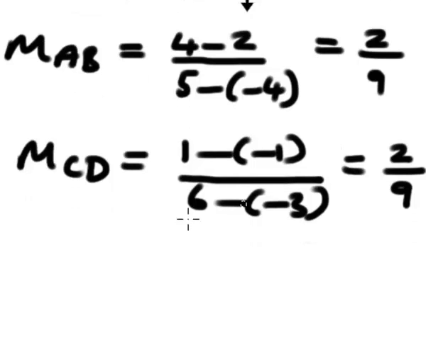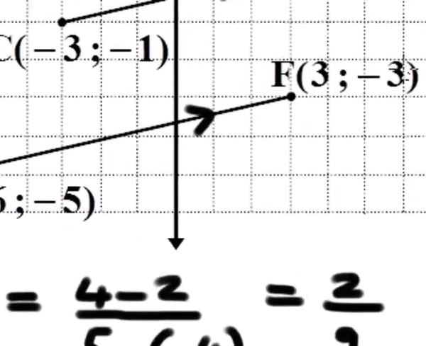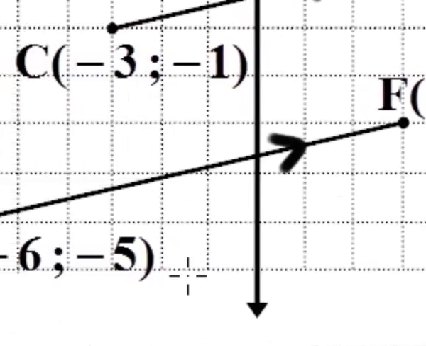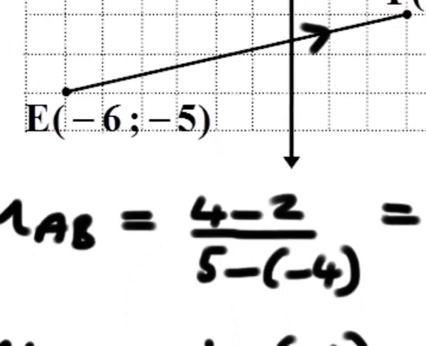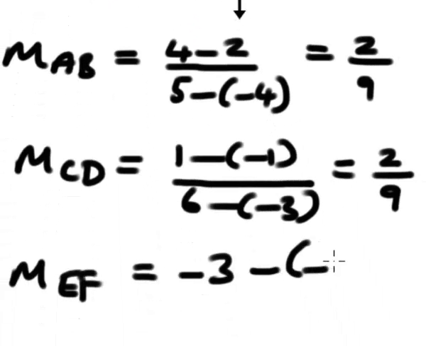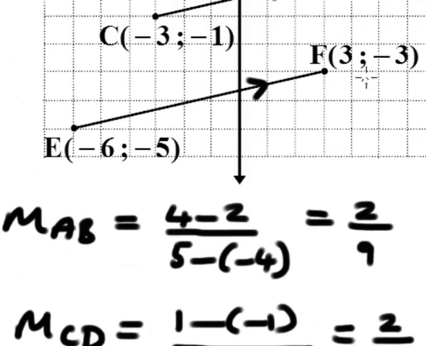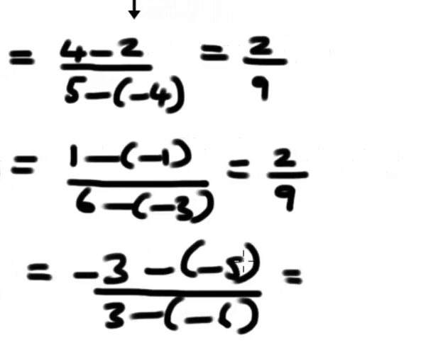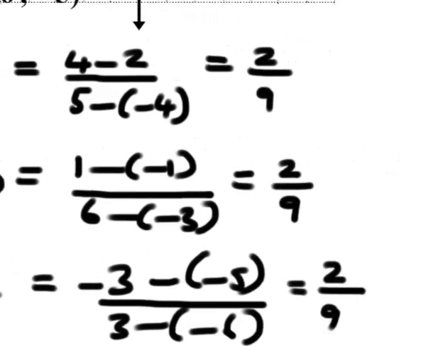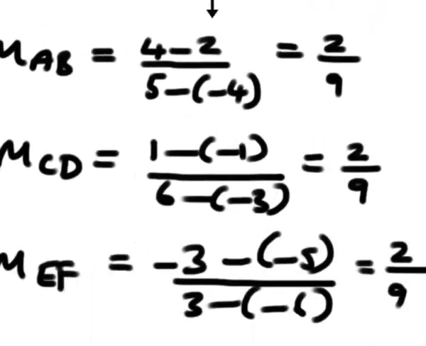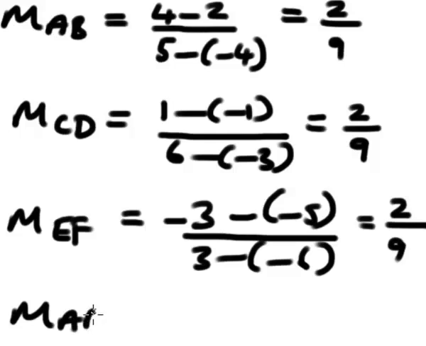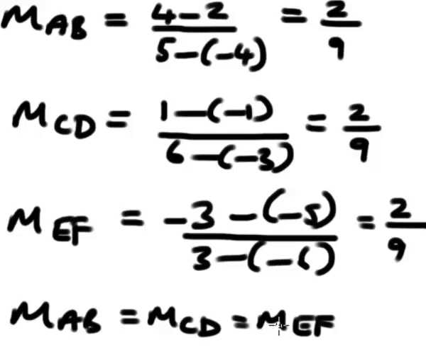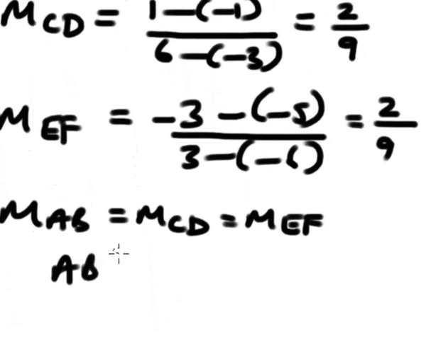I wonder what would happen with the gradient of EF. Well, let's see. If we look at EF, it's the y of F minus the y of E, which is negative 3 subtract negative 5, and we divide that by 3 minus negative 6. So what does that give us there? That's going to give you negative 3 plus 5 is 2 over 9. Look at that. All these three lines are parallel, and the gradient of AB is equal to the gradient of CD equals the gradient of EF. What a pleasure. And the lines are all parallel.